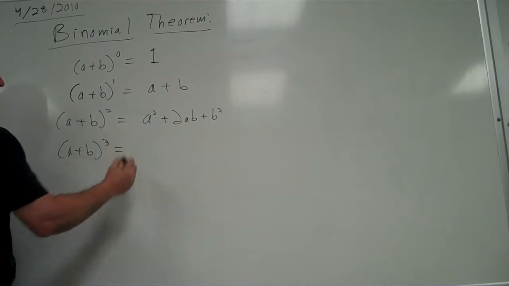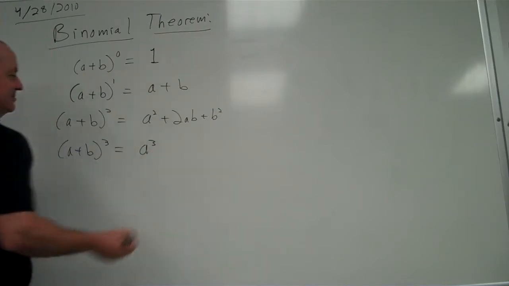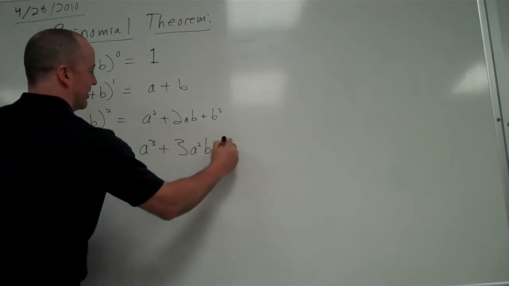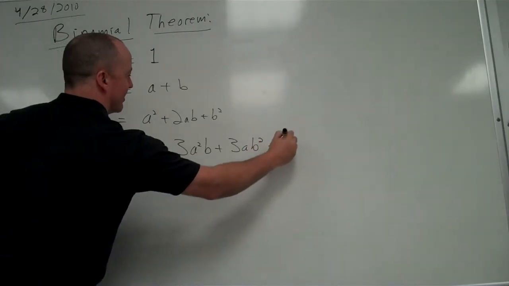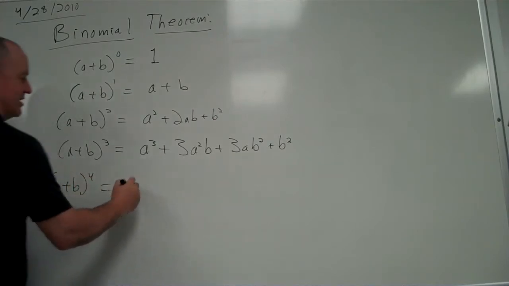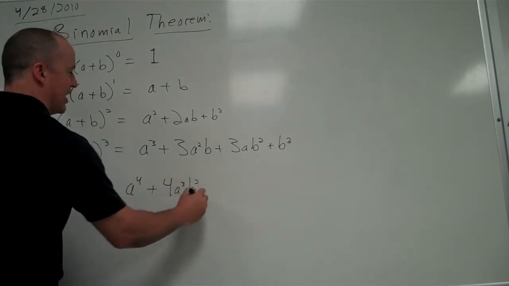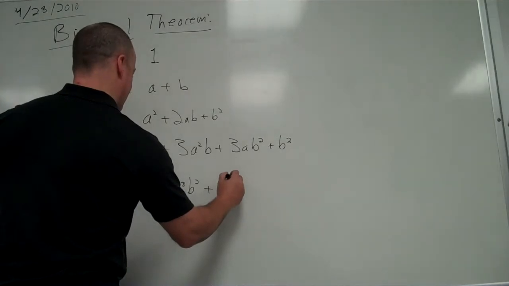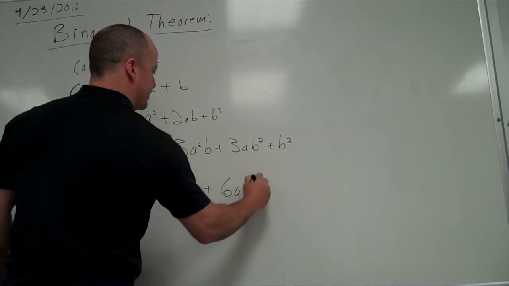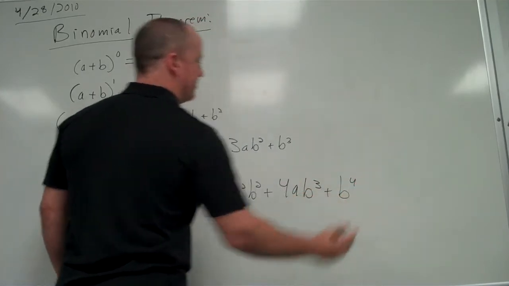A plus b cubed is? It's a cubed, then, I forgot the middle part, but then it's plus b cubed. Good job, Drew. A plus b to the fourth is? A to the fourth plus 4a cubed b plus 6a squared b squared plus 4ab cubed plus b to the fourth.